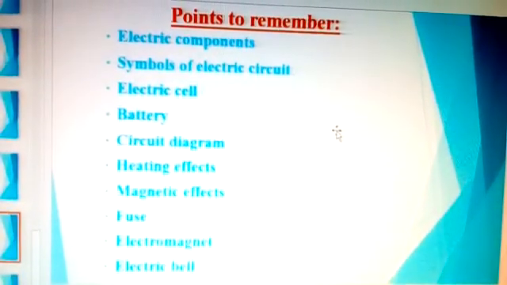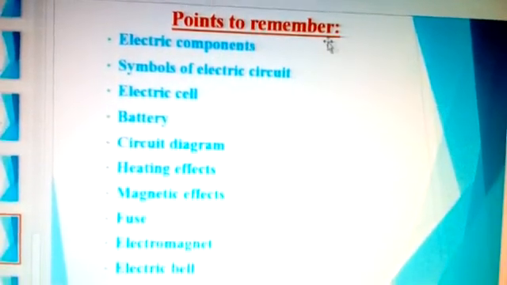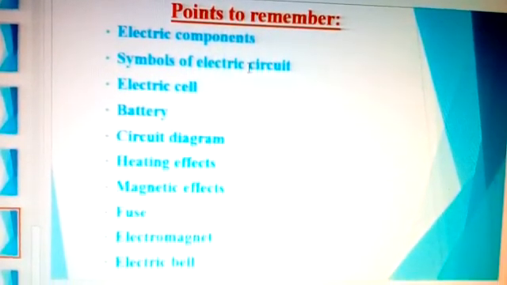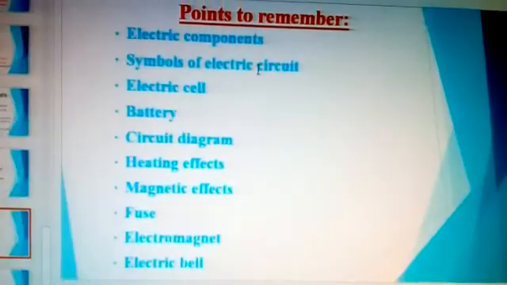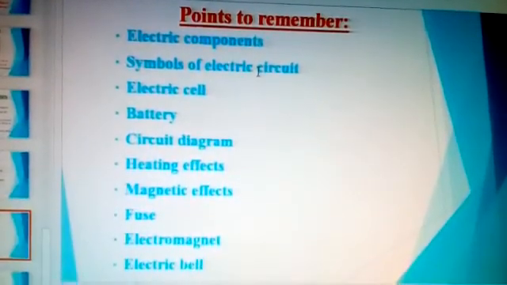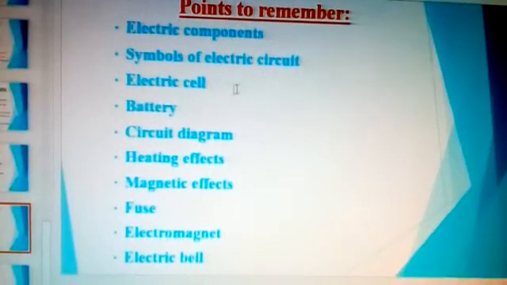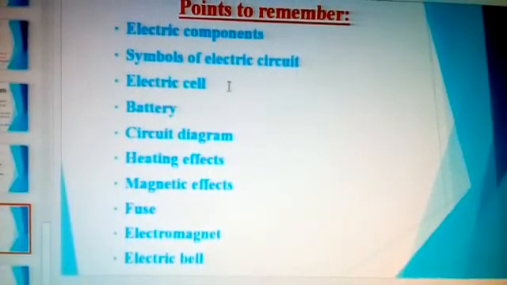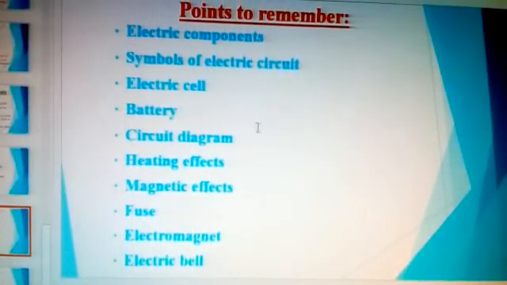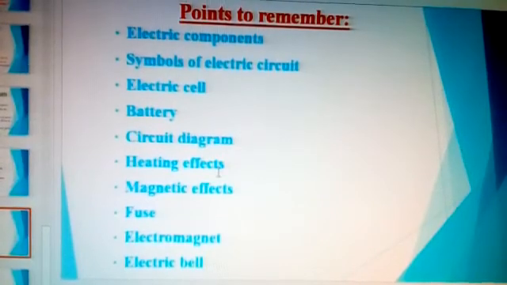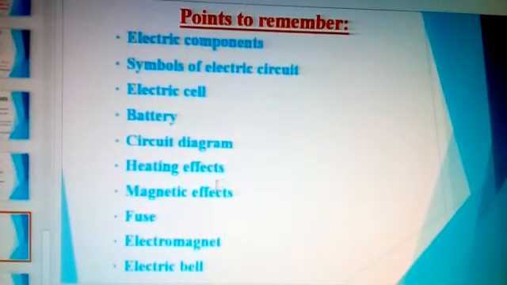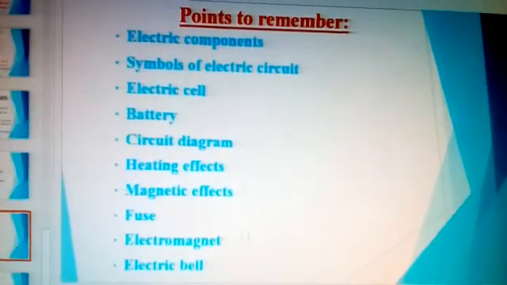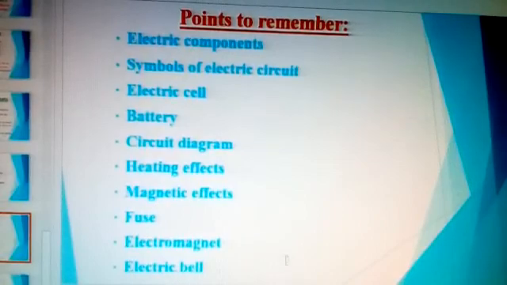Now we have completed the whole chapter, children. Let us recall what we have learnt. We have learnt electric components and their symbols in a circuit diagram, electric cell, battery, and how to draw a circuit diagram, heating effects of electric current, magnetic effects, and we learnt about fuse, electromagnet, and finally the electric bell.